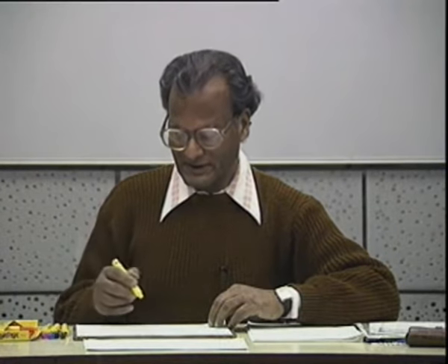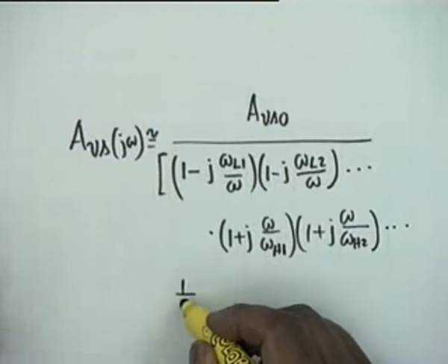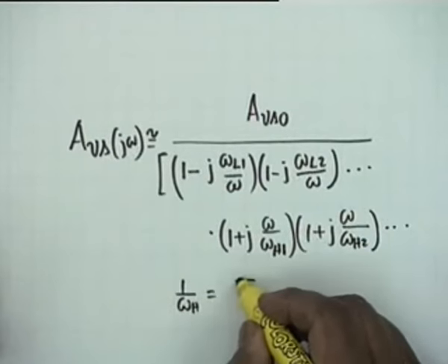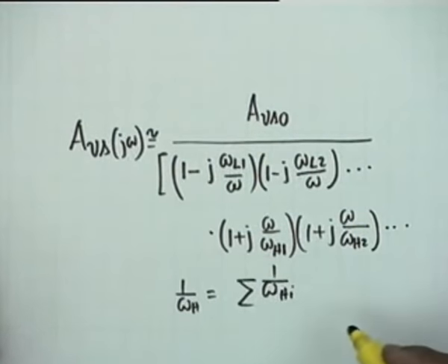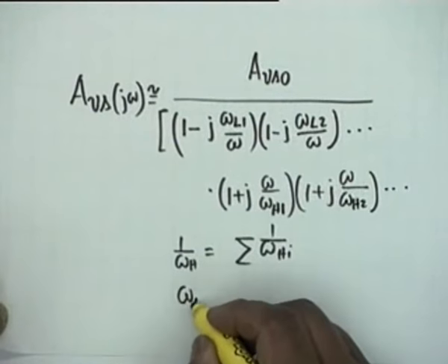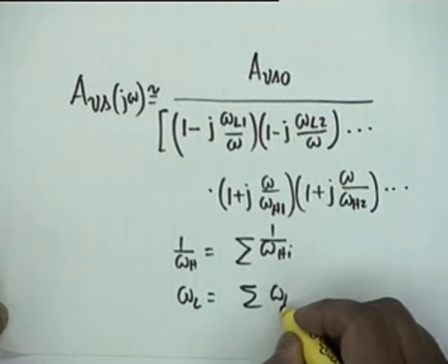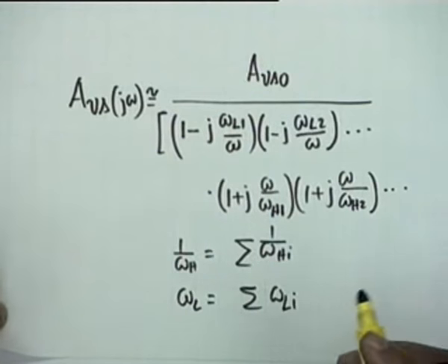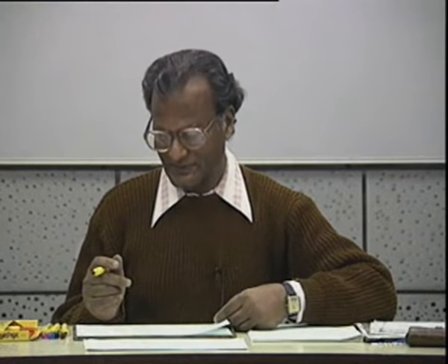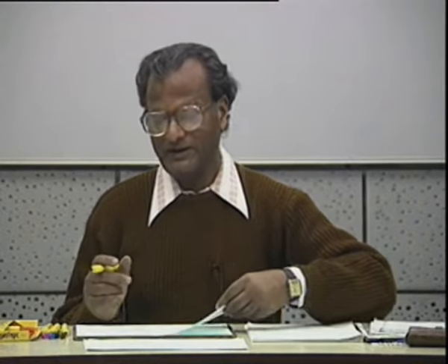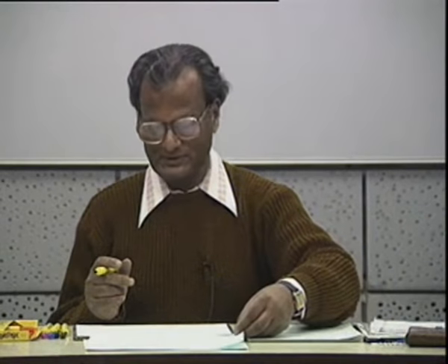And this calculation is, as I said, approximate calculation based on the method of time constants. And these relationships, that is 1 by omega h is the summation of 1 by omega hi, and the other relationship is omega L is summation of omega li. These are also approximate calculations. We would like to illustrate how approximate these are by taking two very simple examples.